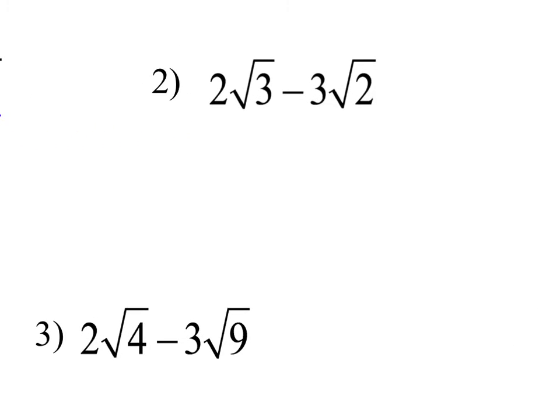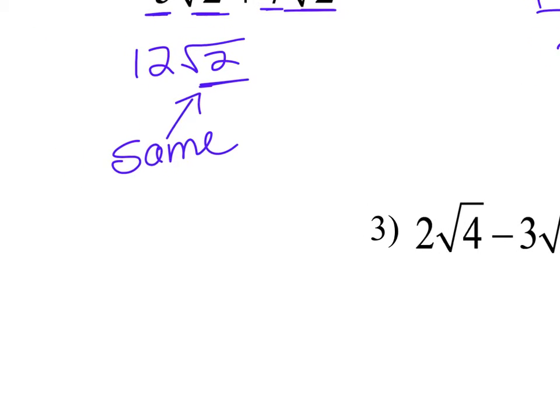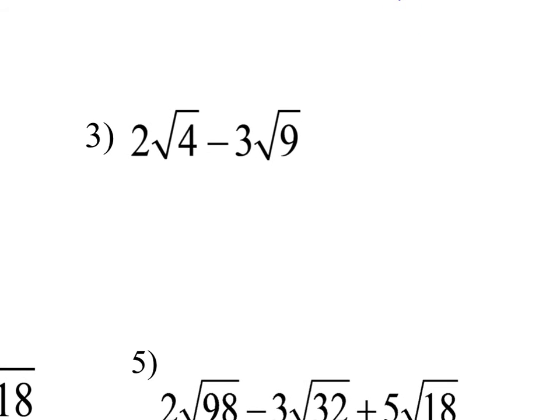All right, so here, I can't reduce radical 3. There's no perfect square underneath it. Here, I can't reduce radical 2. They are not like, so this is just like 2x minus 3y. I can't do anything with it. That's it. It's done. Trying to trick me, Miss Barris? What the heck?